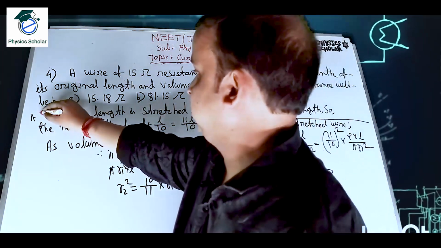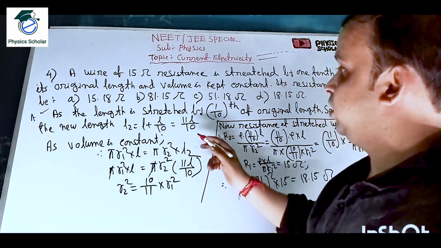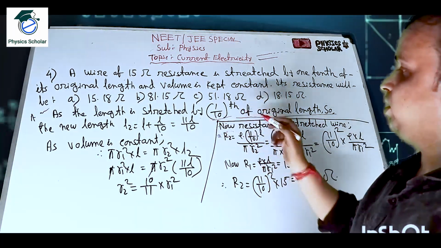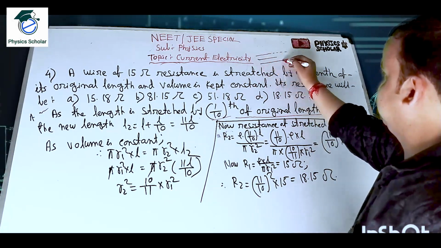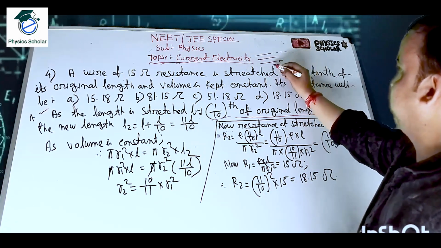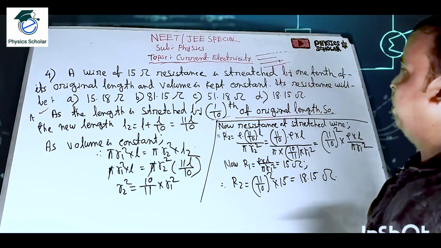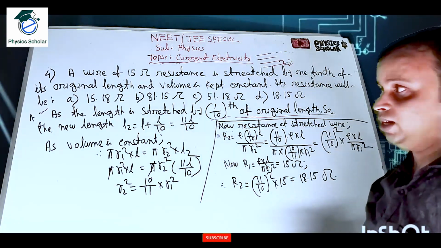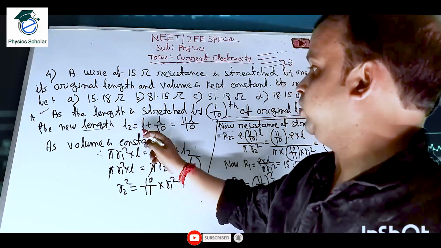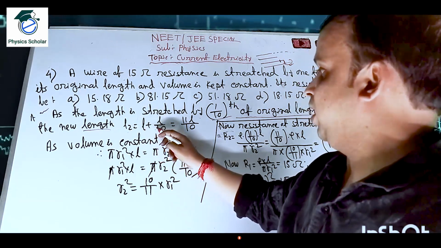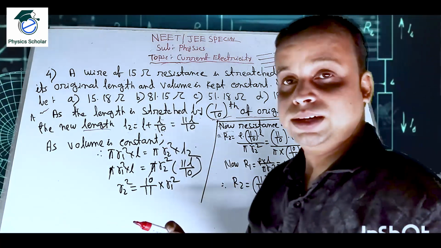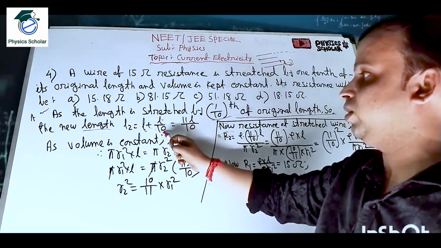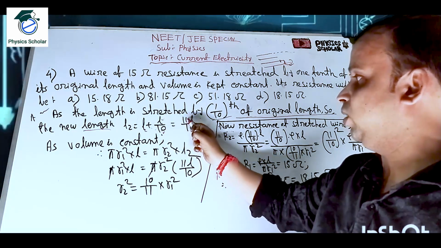So now let us start here. As the length of the stretched conductor is increased by 1/10 of the original length, suppose this is the original length and the increase is 1/10, clear. So what will be the total length? Original length plus 1/10 of the original length. So now the new length L2 is equal to L, suppose L is the original length, plus L by 10, which is the 1/10 of the original length that is increased. So if we take the LCM of 10, we get 11L by 10.